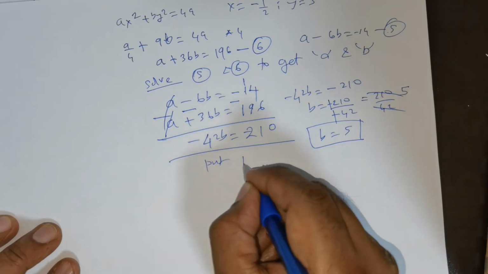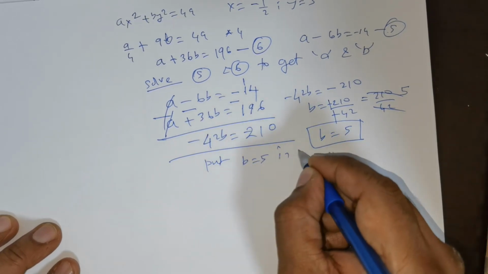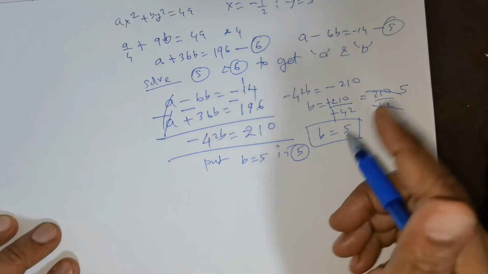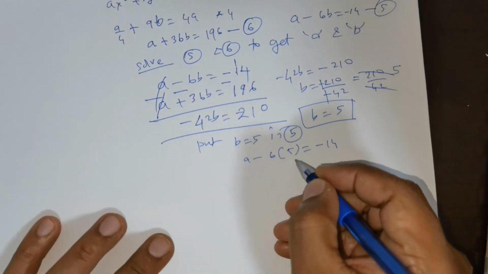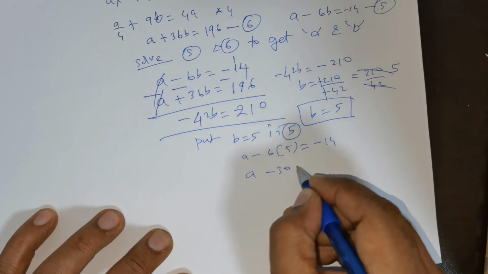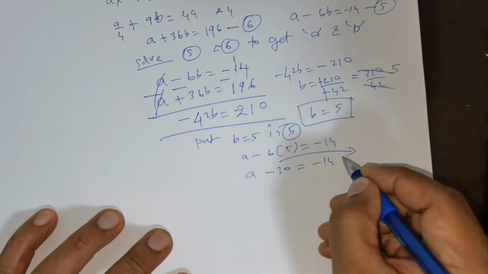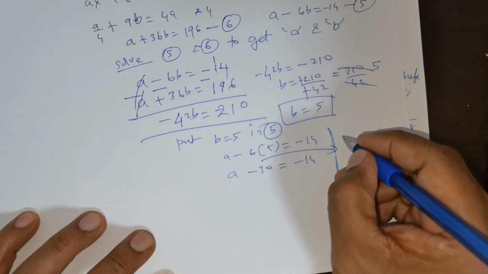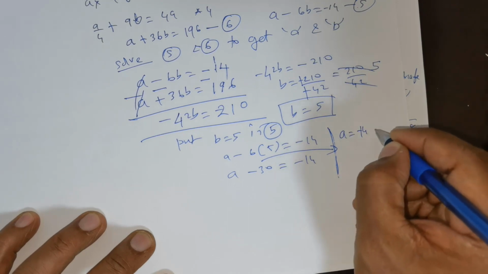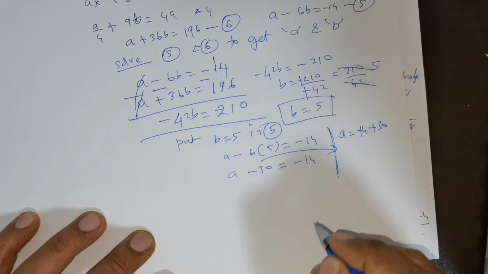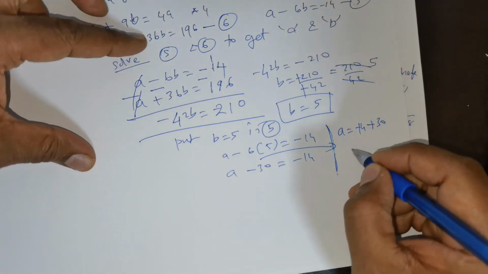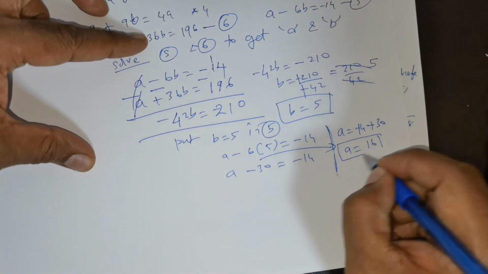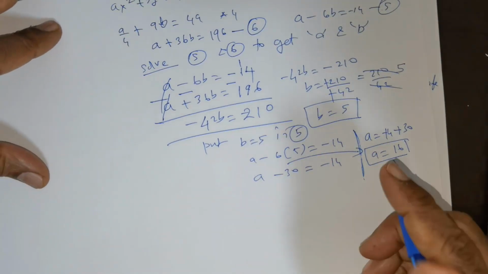Put b is equal to 5 in equation 5. So that means a minus 6 times 5 is equal to negative 14. So a minus 30 is equal to negative 14. Push this to the other side. You get a is equal to negative 14 plus 30. So what is that going to be? 16. So the a value is 16, and the b value is 5.